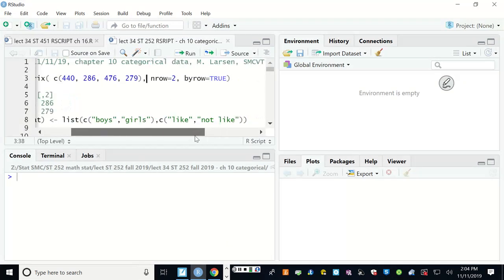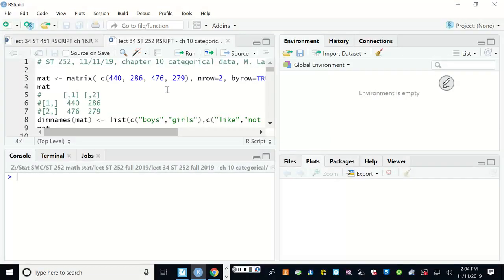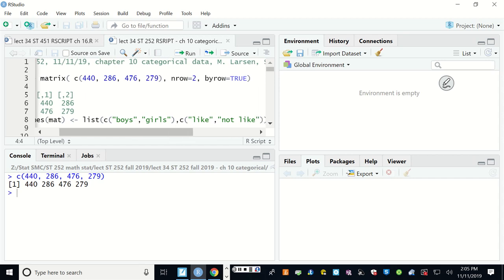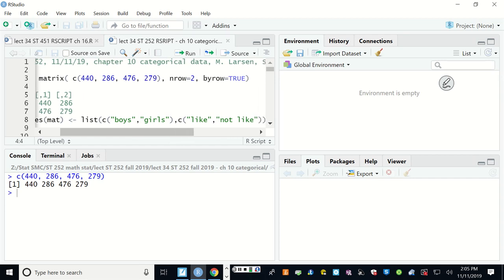So one thing you do in the chapter 10 problems is set up a matrix to hold your table of counts. And so the counts in those cells were 440, 286, 476, 279. This thing here puts them together into a little vector, 4 numbers. If I want them in a matrix, I can set them up in a matrix. These are going to be the data for the matrix. And then 2 rows. And I'm going to do it by row equals true. So it's going to see 4 observations, 2 rows, so it must be 2 by 2. So 440, 286 is going to be in the first row, and 476, 279 in the second one.